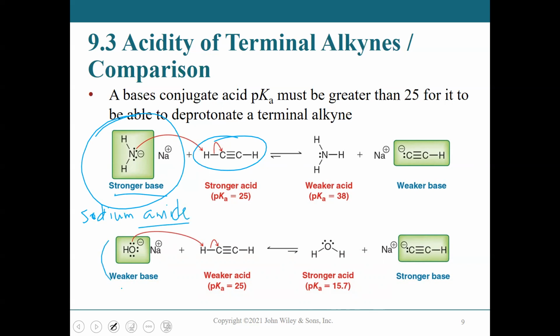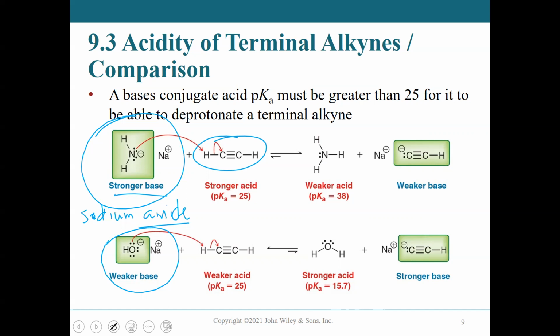Okay. What if I use sodium hydroxide? I forget and I write sodium hydroxide. No. The second equation is telling you that sodium hydroxide with a terminal alkyne is not going to deprotonate it. So sodium hydroxide is not basic enough to deprotonate an alkyne. What if I use potassium hydroxide? Potassium hydroxide could work, but it's really, really rare. It has to be under very extreme conditions. You have to apply heat or something like that. So it's kind of unusual.